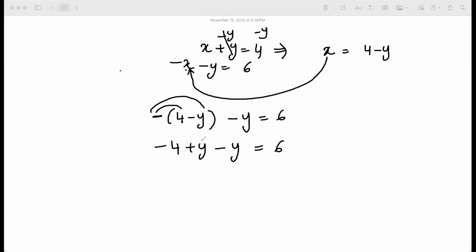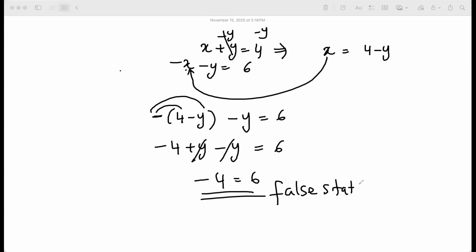Okay, good. We are good. So, minus 4 equal to 6. What are we arriving at? We are arriving at a very false statement in mathematics. That means the two lines do not intersect.